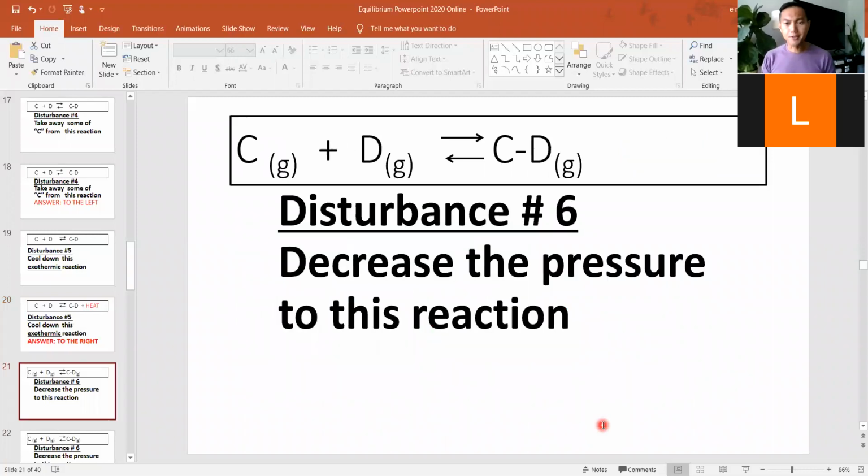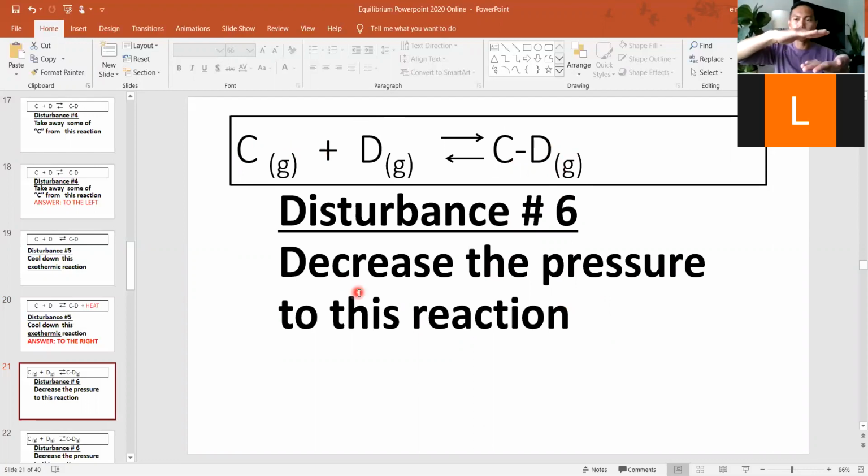All right, disturbance 6. Still the same reaction, but now it's a pressure question. Remember that with pressure, we count gases. We have 2 moles of gases here and 1 mole of gas on the right side. But this time around, they're saying, let's decrease the pressure.